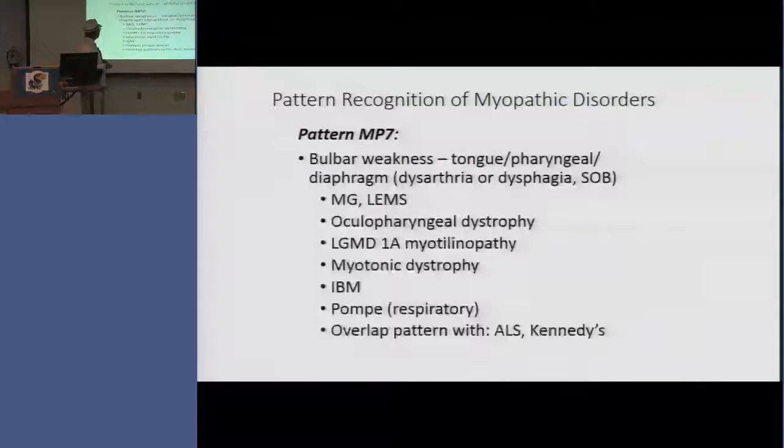Pattern 7 is bulbar weakness: weakness of the tongue, pharyngeal muscles, or diaphragm with dysarthria, dysphagia, or shortness of breath. Causes of this pattern are myasthenia gravis or LEMS, oculopharyngeal dystrophy, and some of the other myopathic disorders. Pompe's disease also often has a very prominent respiratory presentation with the limb girdle pattern, and so that would fit into pattern 7.